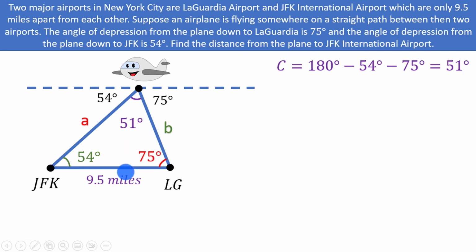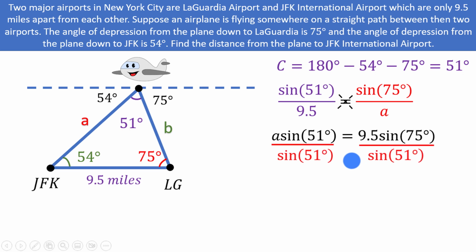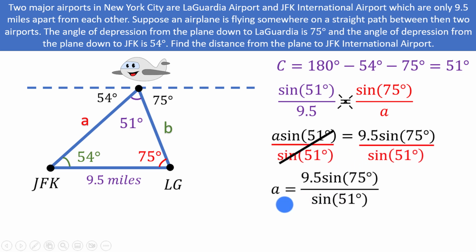We have three angles and one side. As long as we have two angles and a side, we can use the law of sines to solve for a missing side. In this case, sine of 51 degrees divided by the opposite side of 9.5 is equal to sine of 75 degrees divided by the opposite side of lowercase a. If we cross multiply, we will get a times sine of 51 degrees is equal to 9.5 times sine of 75 degrees. Dividing both sides by sine of 51 degrees, we will get that a is equal to 9.5 times sine of 75 degrees divided by sine of 51 degrees.